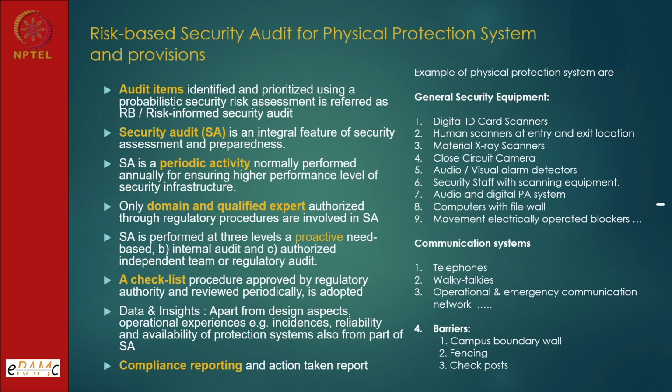Security audit is performed at 3 levels. First it should be proactive, need based, then internal audit, and authorized or independent regulatory audit, where outside agencies like regulators, which are independent of the plant, are involved. And then the checklist. The strength of the checklist will determine how the plant coverage is going on. If coverage is poor, the audit will not be good.